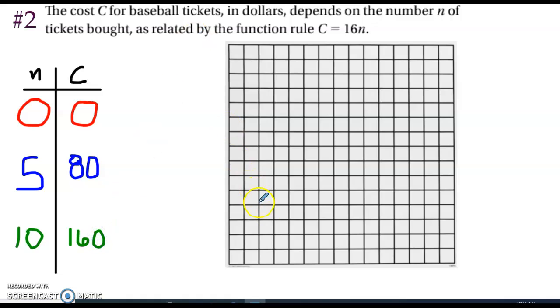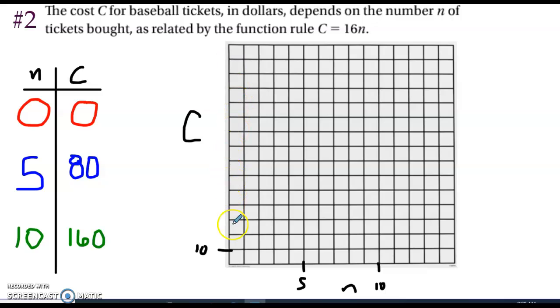All right, so I'm going to have my number of tickets down here. My cost is my dependent up here. I'm going to count by 1. So 1, 2, 3, 4. I'm just going to label every fifth. 6, 7, 8, 9, 10. Over here, I'm going to count by tens. I'm not going to take the time to label them all, but I'm going to count by tens.